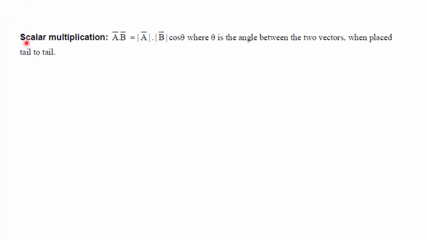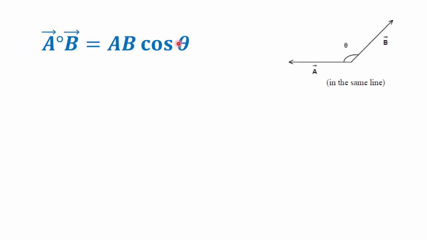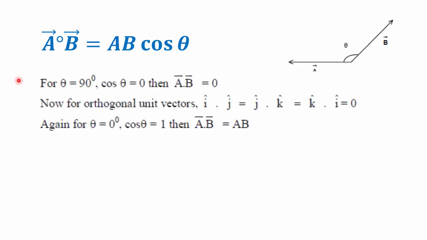Now let us deal with multiplication of vectors which will give you a scalar quantity, and that's called dot product. And how do you write? Suppose you have two vectors a and b, tail to tail, and the angle is theta. Then we write that a dot b is equal to magnitude of vector a, magnitude of vector b, into cos theta. So a dot b is equal to ab cos theta.